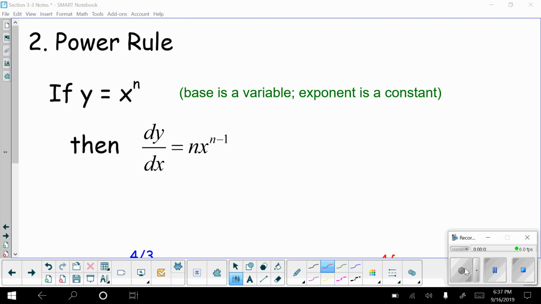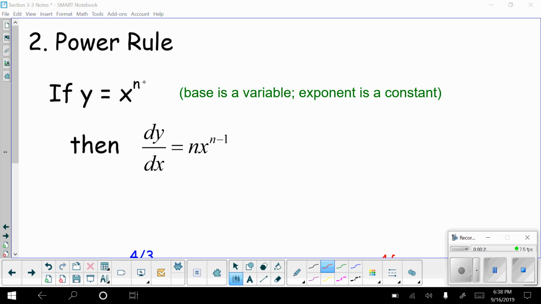Our next rule is a big one. This is known as the power rule. This is used very specifically when we have the base of a variable and the exponent is a constant. So our monomial kind of idea here. But that's important here. Base is a variable, exponent is constant.